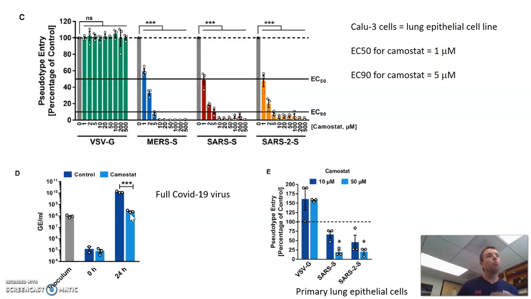And then finally, they just really want to make sure this is clinically relevant, so they use a primary lung epithelial cell. And you can see again in the primary lung epithelial cell, these are the cells that the virus will be naturally affecting in your body. The camostat does indeed inhibit viral entry. And the take-home message then is that COVID-19 appears to use TMPRSS2 for fusion and viral entry, and therefore that inhibitor, the camostat inhibitor, might be a good and valid antiviral option.